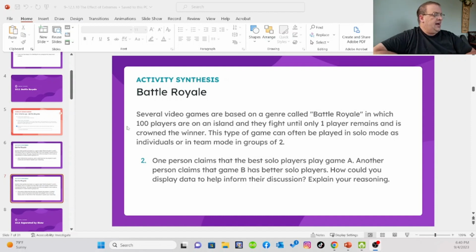And then about the last 3 minutes, we'll come back together and we'll go over it as a class, and we'll see what kind of different ideas the class had in regards to what makes someone a better player, and then what ideas the class had on how you could create visual displays to help support your argument. So go ahead and pause the video, work on these, and then we'll come back together.